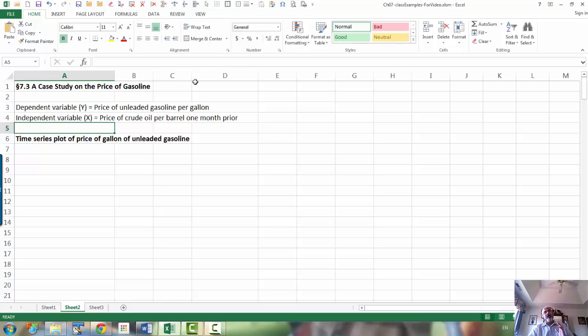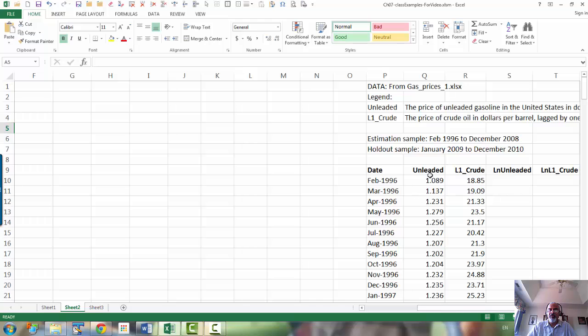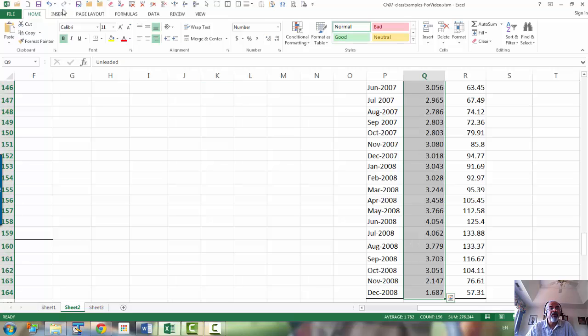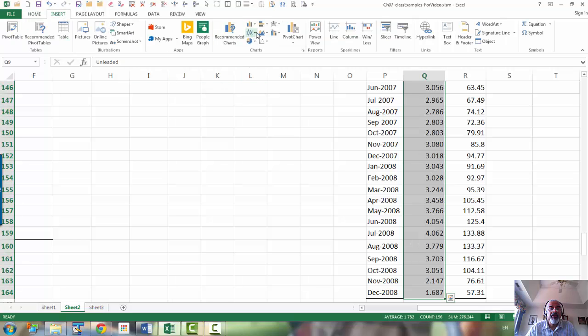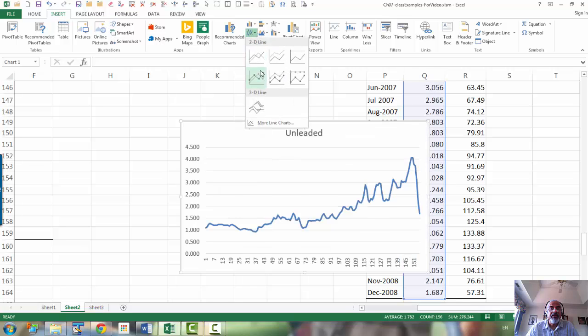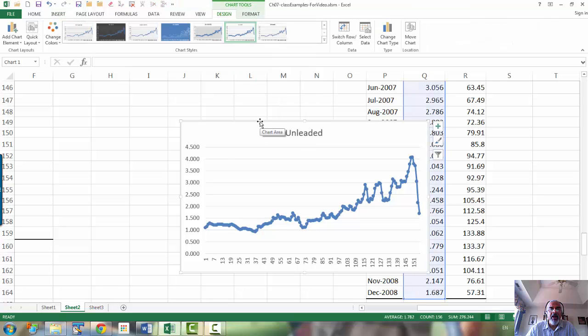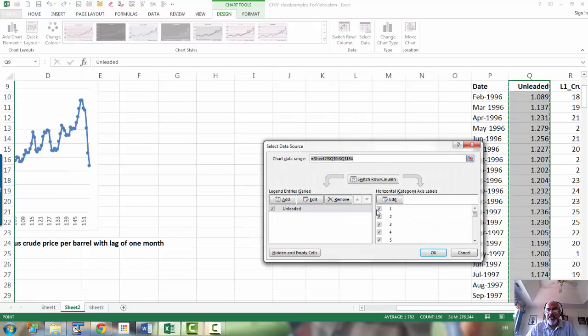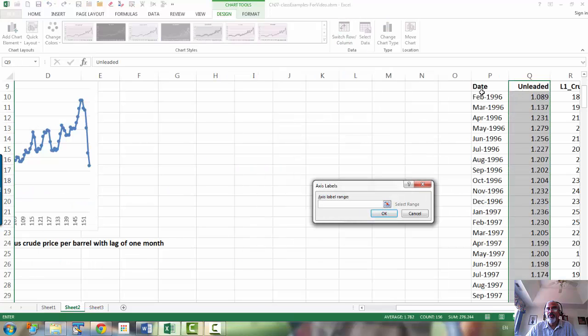Now we can prepare two different graphs to see how the values are represented over the time series. Because this is a time series, we can do a simple time series plot of the gasoline price, our dependent variable. Highlight just the dependent variable and do a line plot. Now let's move it up and add the x axis values, which will be the dates.